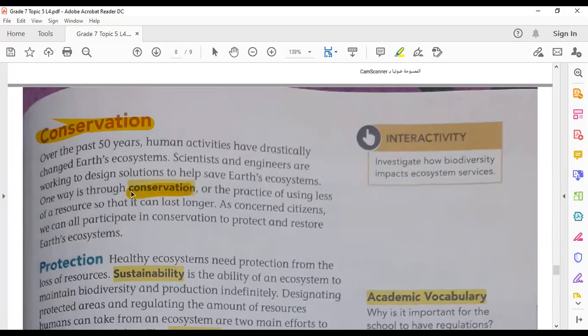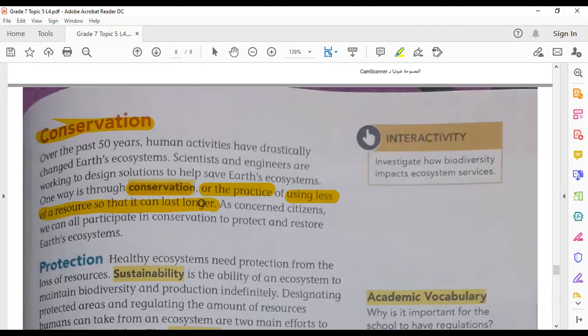Conservation has almost the same meaning as save. We want to conserve habitats. We must conserve our environment. We must conserve our ecosystems. Conservation is a practice, please highlight it, of using less of a resource so that it can last longer.